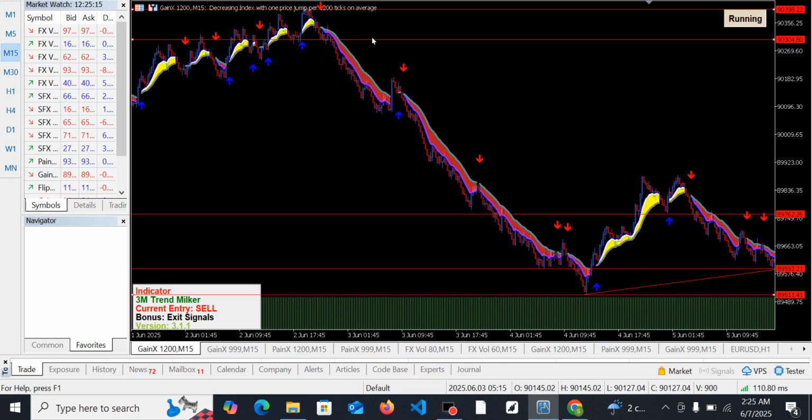So what should you do? The next thing you should do is to make sure that where you have your resistance zone at this point is where your stop loss should be.